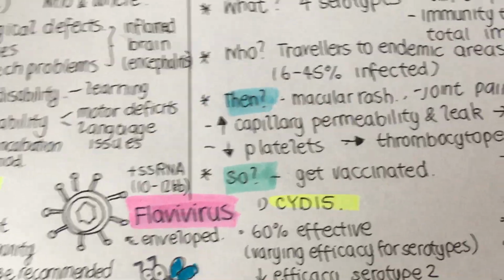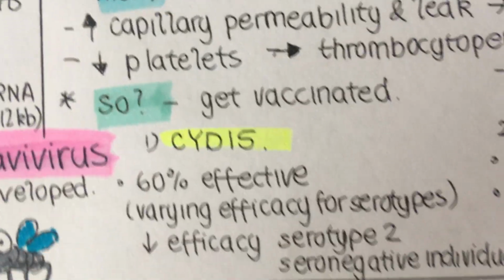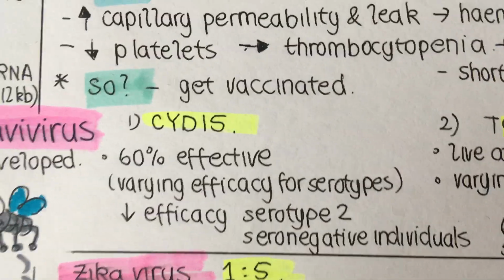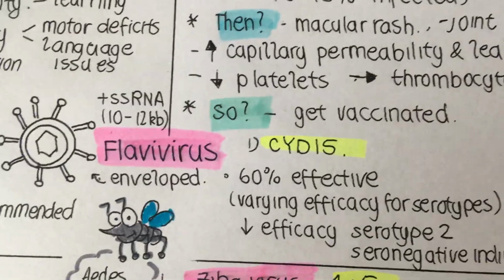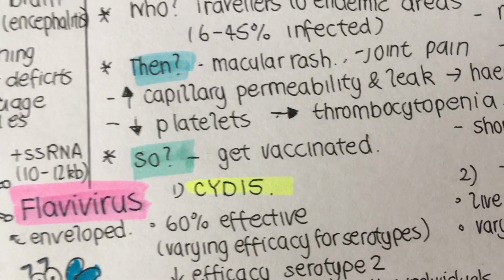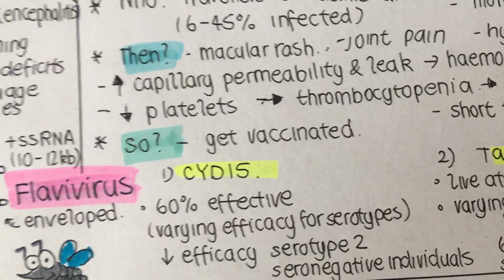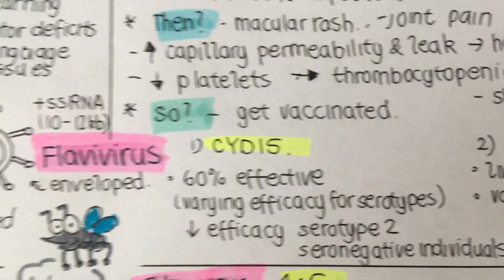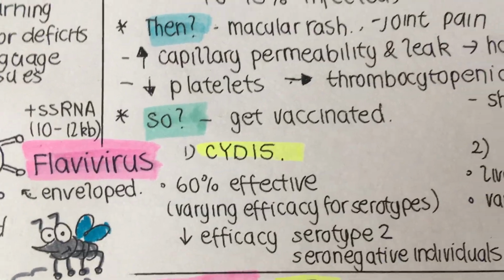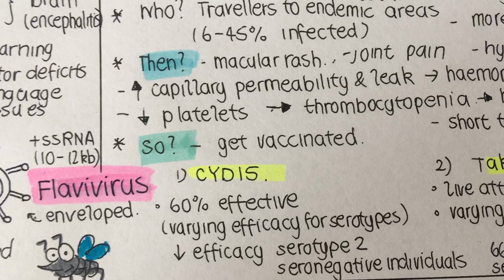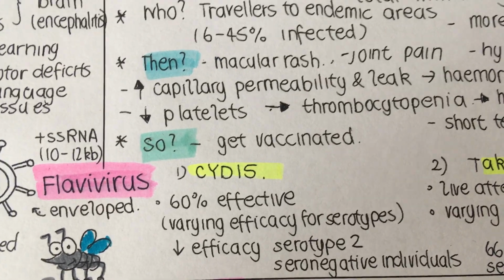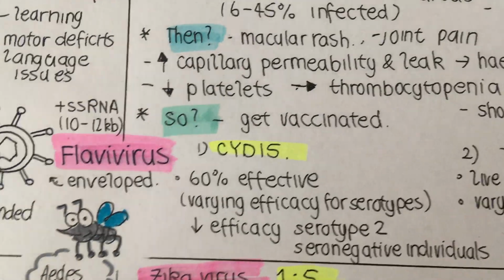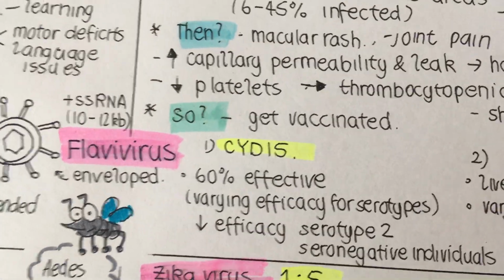So how can we protect against dengue fever? Well, there are 2 vaccines available. There are more than 2, but we'll be focusing on 2 today. The first one is CYD15. It is 60% effective, and this efficacy varies between the different serotypes of dengue fever. It is least effective for serotype 2 and serotype negative individuals.